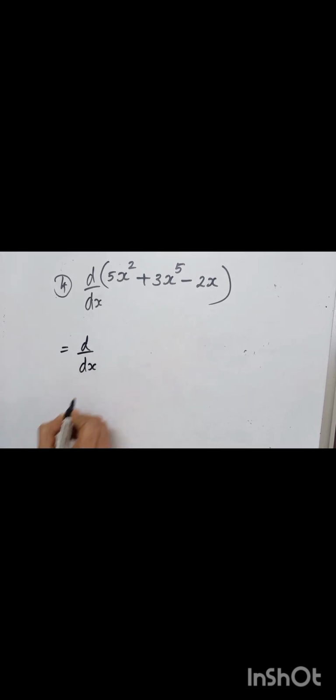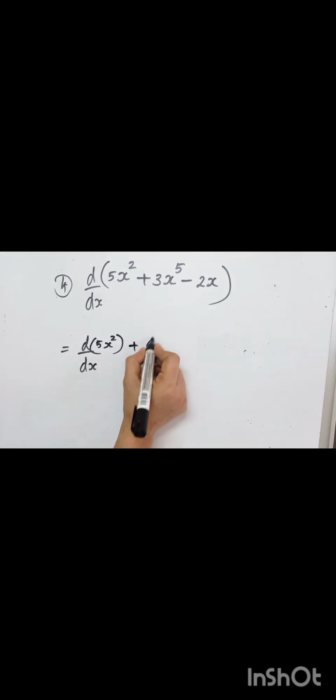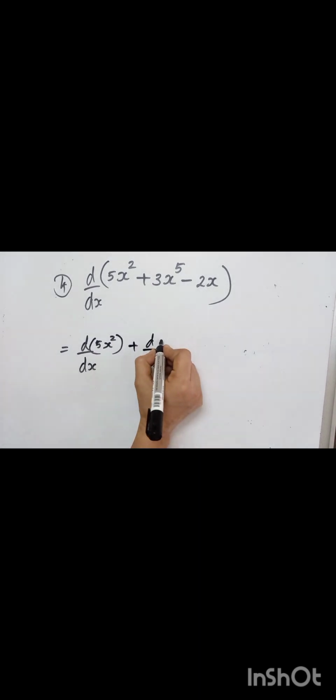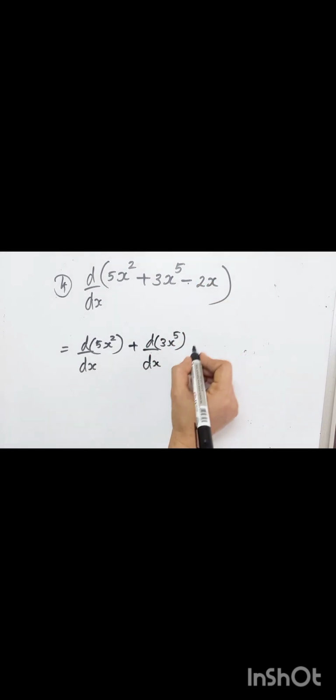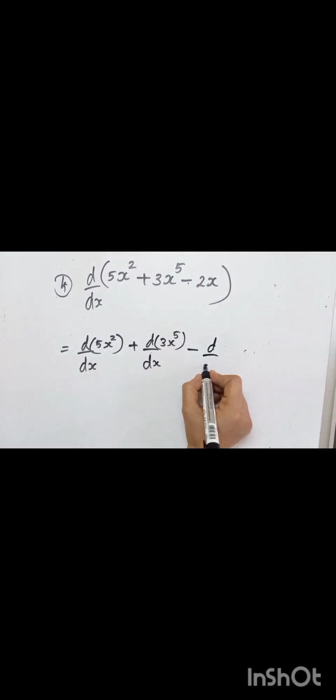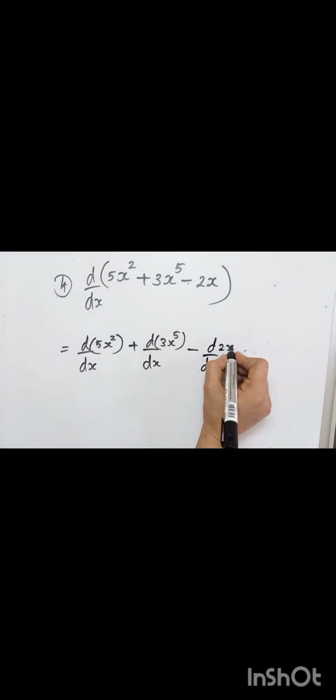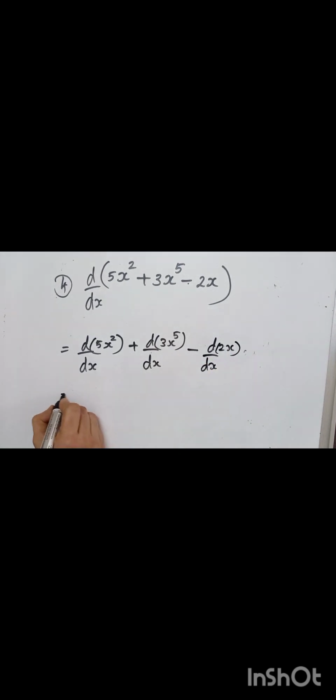So you can split the derivative, that is d by dx of 5x to the power 2. And what is the symbol here? Plus. So d by dx of 3x to the power 5. And what is the symbol here? Minus. d by dx of 2x. Okay. Now for the first term we can apply the rule which we have already studied. Keep the constant outside and then the derivative of x square.